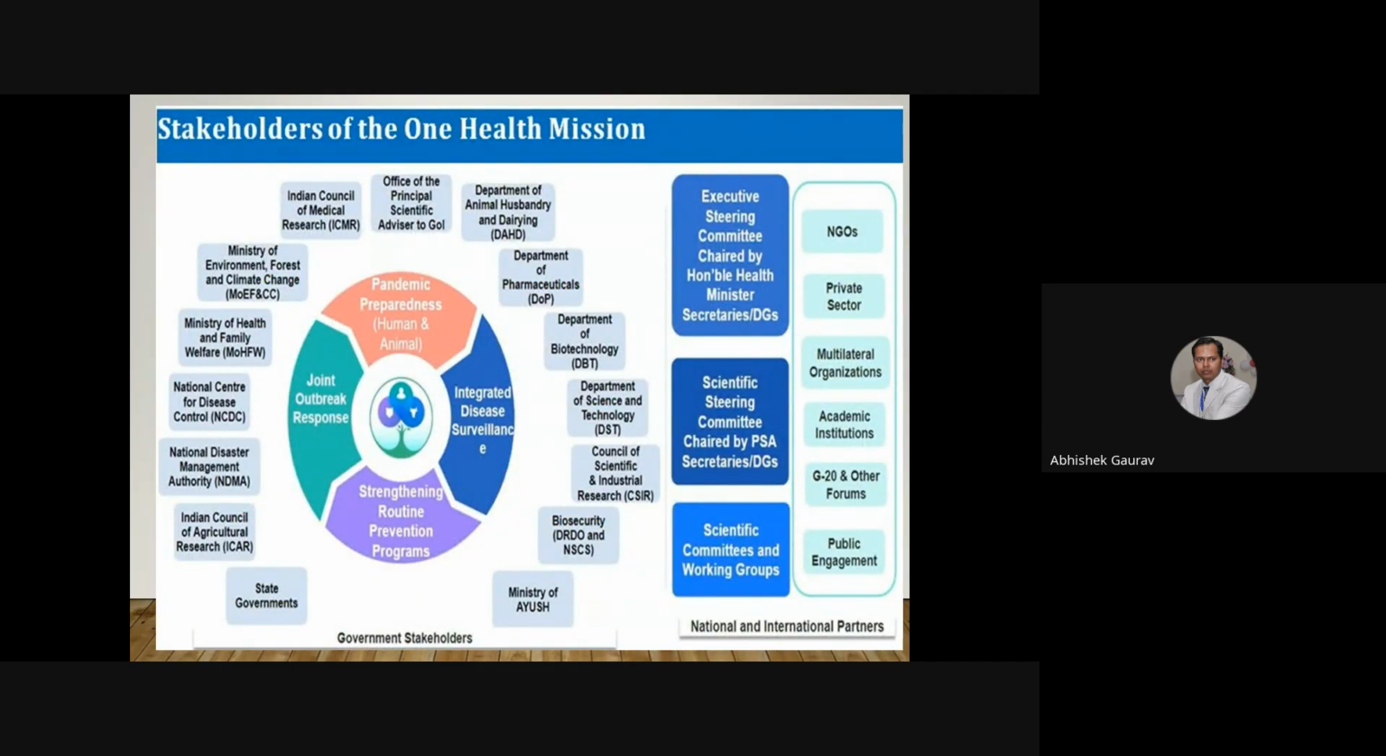Now, what are the different stakeholders for the One Health mission? There are many stakeholders from the climate side, from the animal husbandry, from the human medicine, food safety officers, surveillance officers, epidemiologists, ecologists. These are all the stakeholders, and various organizations, NGOs, private sector, academic institutions, and also the political persons. They must also be involved in the One Health mission.